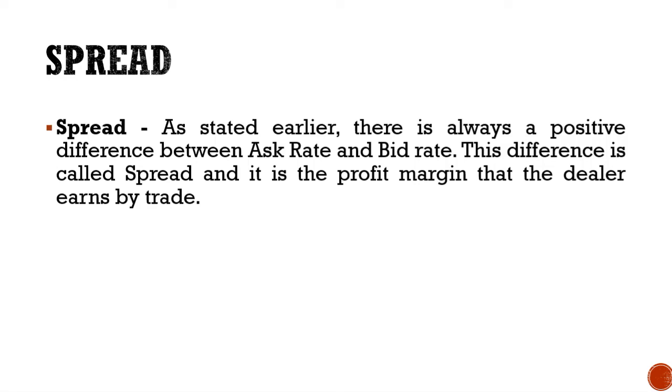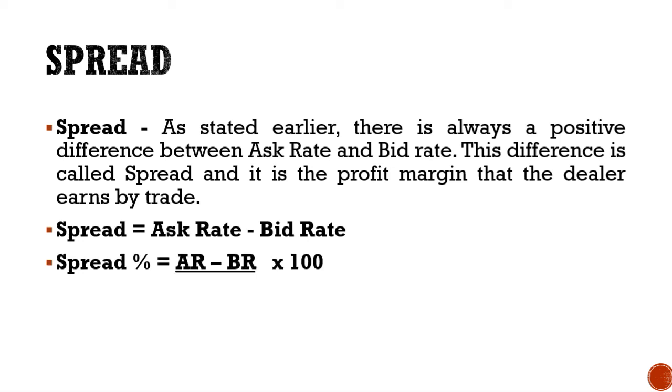The next thing we need to understand is known as spread. Now, what is spread? As stated earlier, there is always a positive difference between the ask rate and bid rate. Why? Because ask rate will always be higher than the bid rate. The difference is called the spread, and it is the profit margin that the dealer earns by the trade. Symbolically, spread is equal to nothing but ask rate minus bid rate. And if you need to find the percentage spread, it is equal to ask rate minus bid rate upon ask rate into 100.